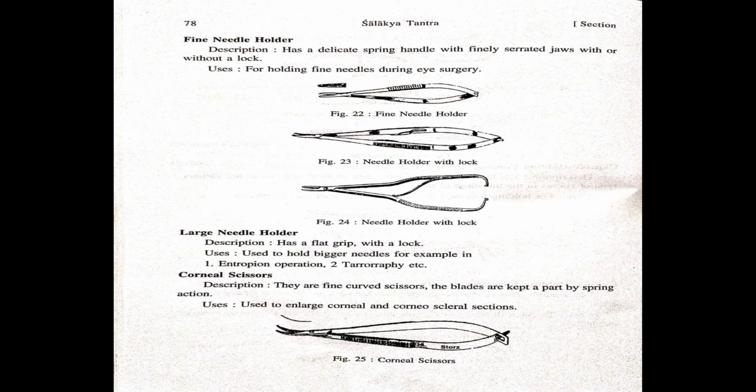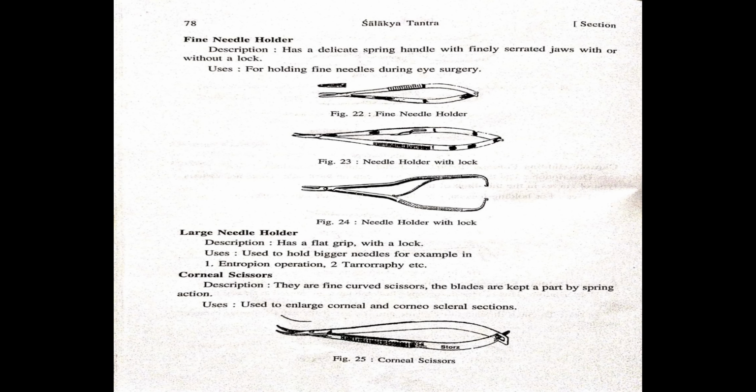Large needle holder. Description: has a flat grip, with a lock. Uses: used to hold bigger needles, for example in 1. Entropion operation, 2. Tarsorrhaphy, etc. Corneal scissors. Description: they are fine curved scissors, the blades are kept apart by spring action. Uses: used to enlarge corneal and corneoscleral sections.